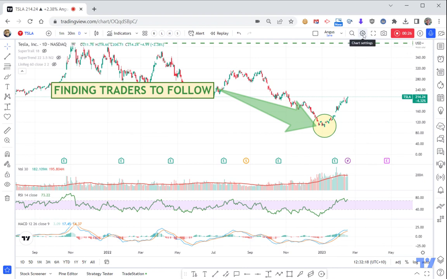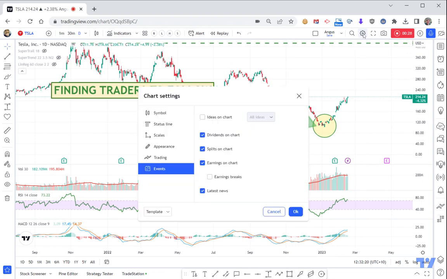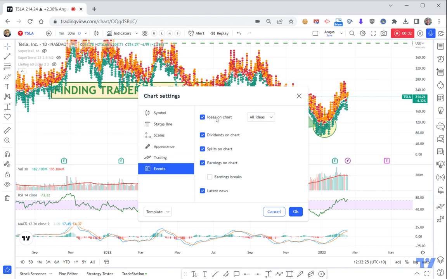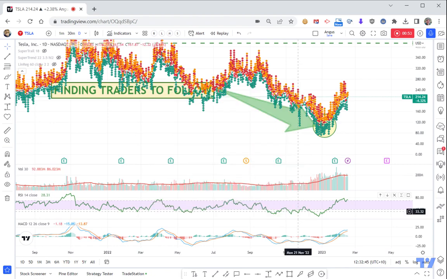You can go up to the little cog up the top here. You can click on the cog, you go down to events, and you can see this little ideas on chart. You can choose to enable all ideas of followed users, so people you've already identified and that you like, and instead of having to see everyone like this in the background, you can just follow the users that you like, or you can select my ideas only. Just for the fun of it, let's pretend that we don't have anyone that we're following, so we'll leave it as all ideas and we'll click OK.